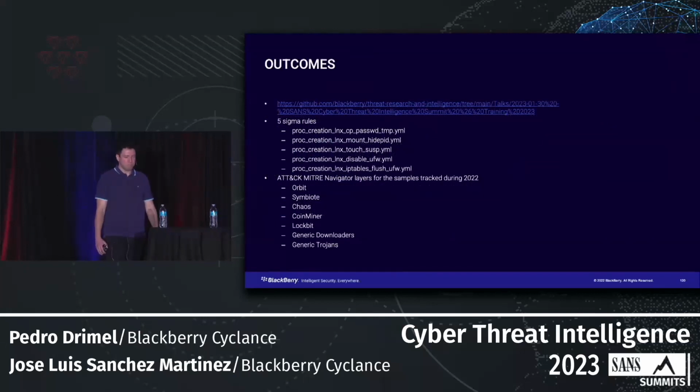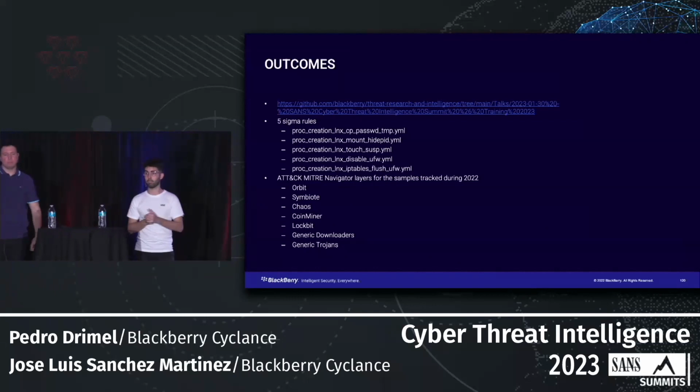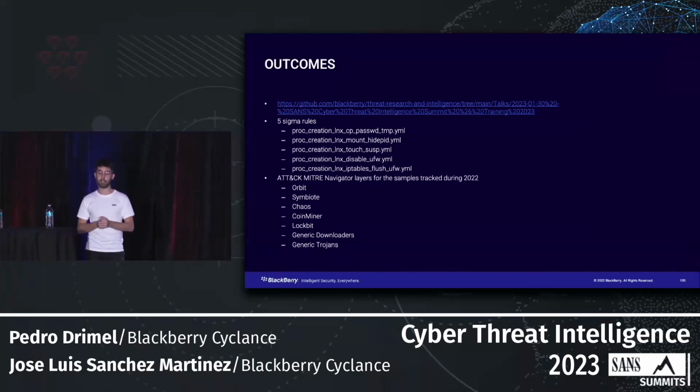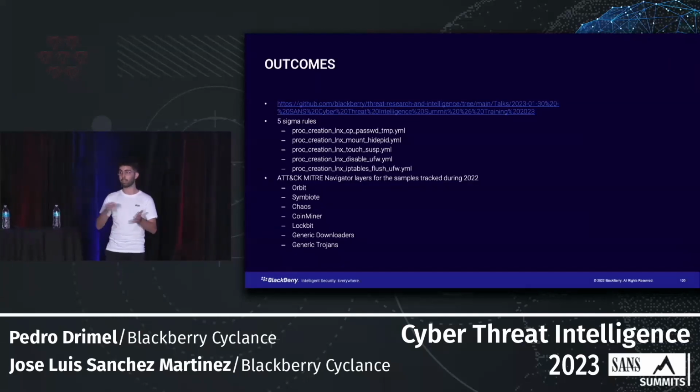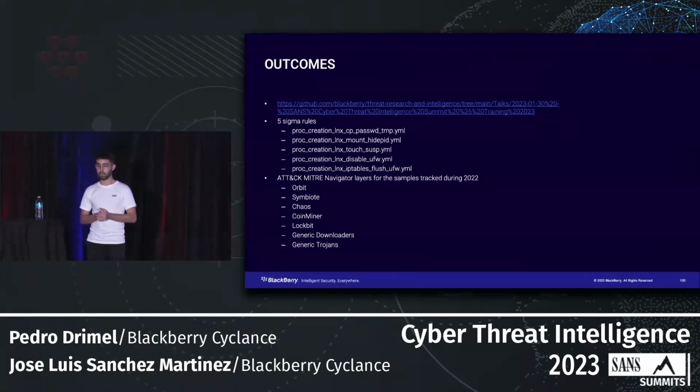Okay, and finally, as I said before, we have generated different outcomes based on this presentation. So you have in our public GitHub 5 Sigma rules that we have created covering behavior from different families that we were tracking. And also you have the ATT&CK Navigator layers for those threat families that you are seeing there. So hope it will help you to start doing stuff in Linux.